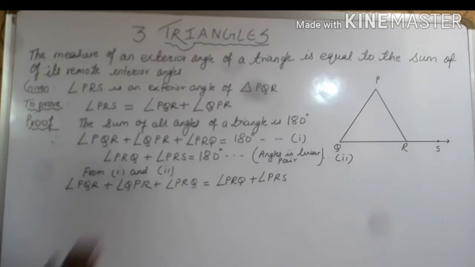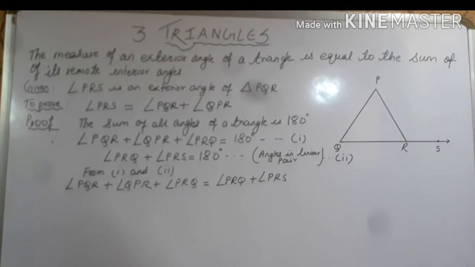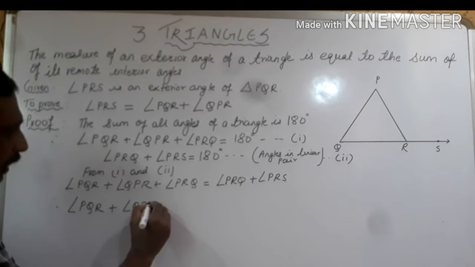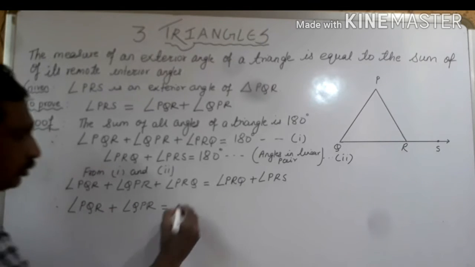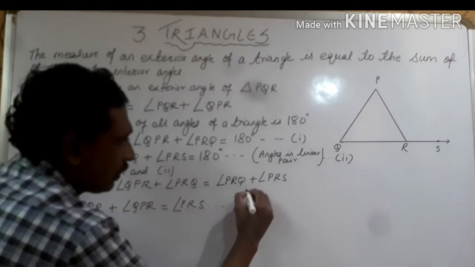Now look at both these sides carefully. You are getting PRQ here, PRQ here. I can eliminate PRQ on either side. When I eliminate PRQ on either side, what do I get? Therefore, angle PQR plus angle QPR is equal to angle PRS.